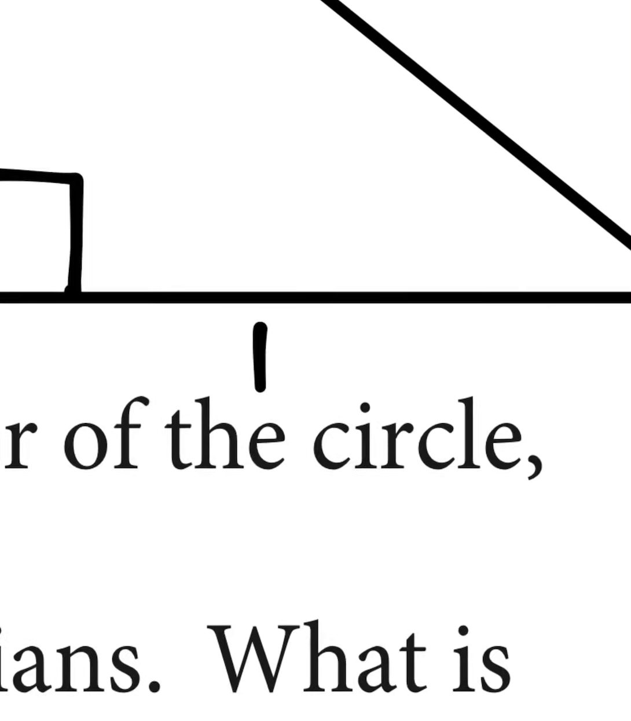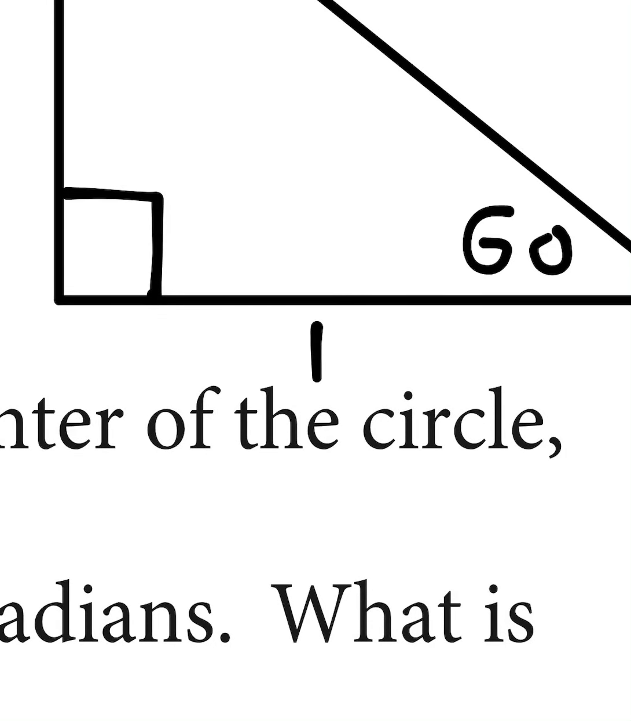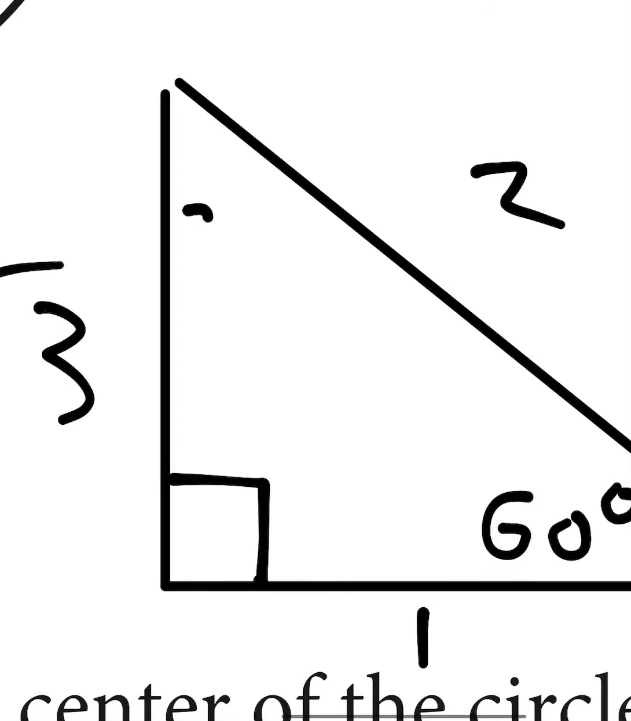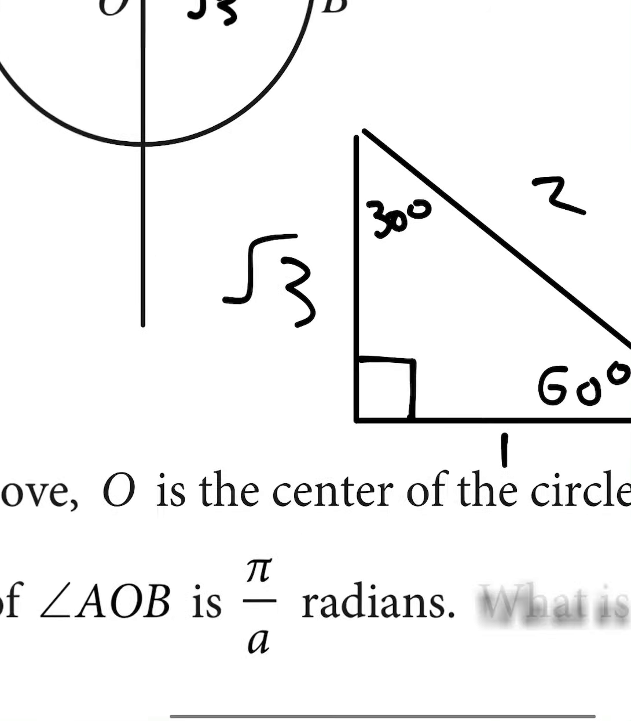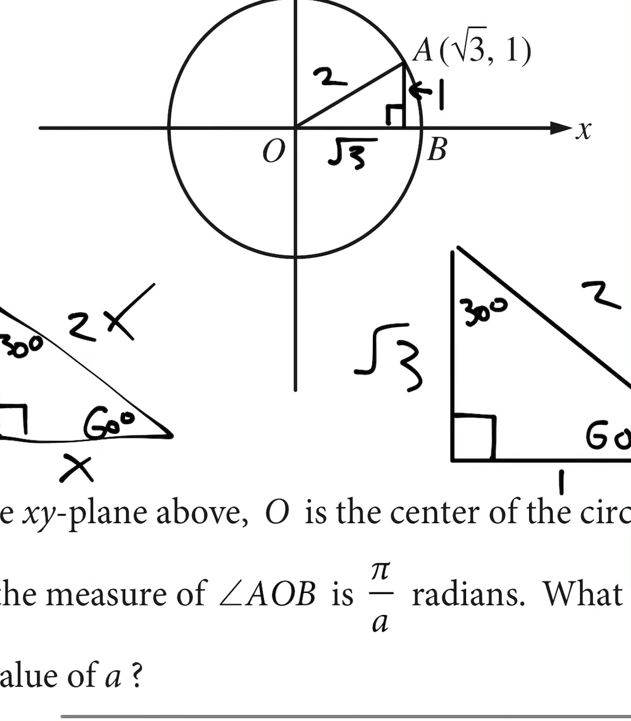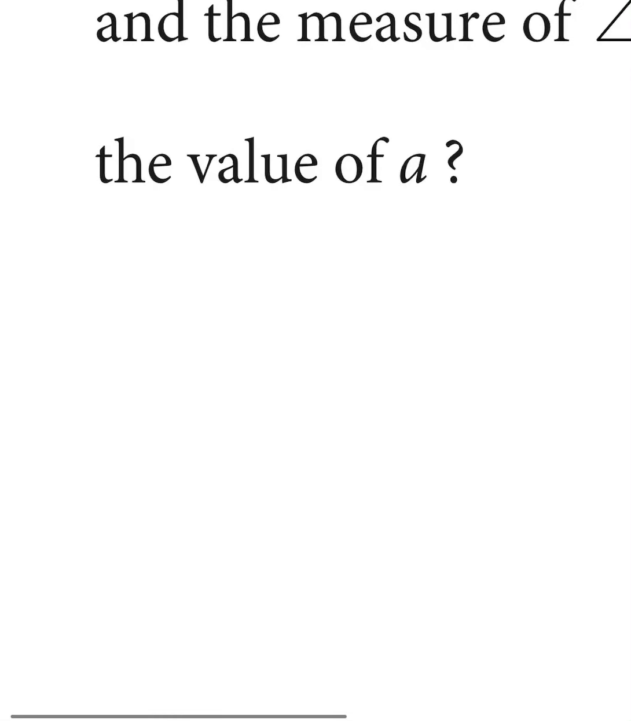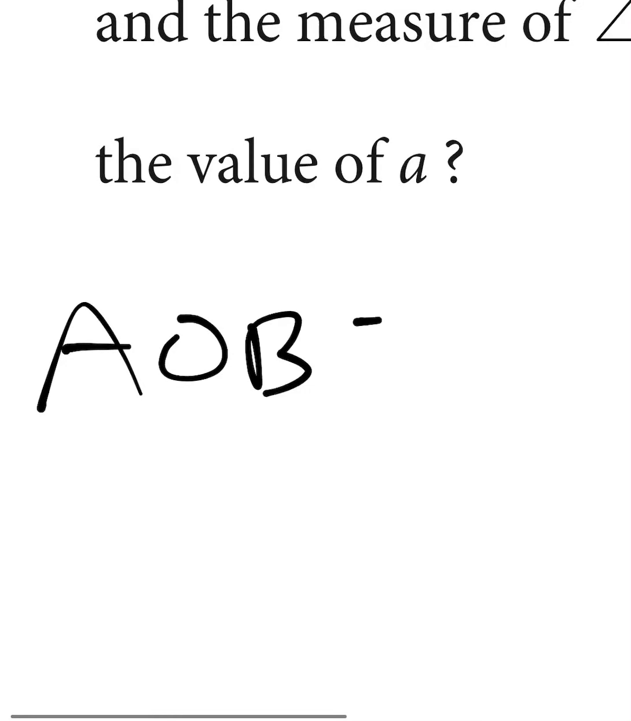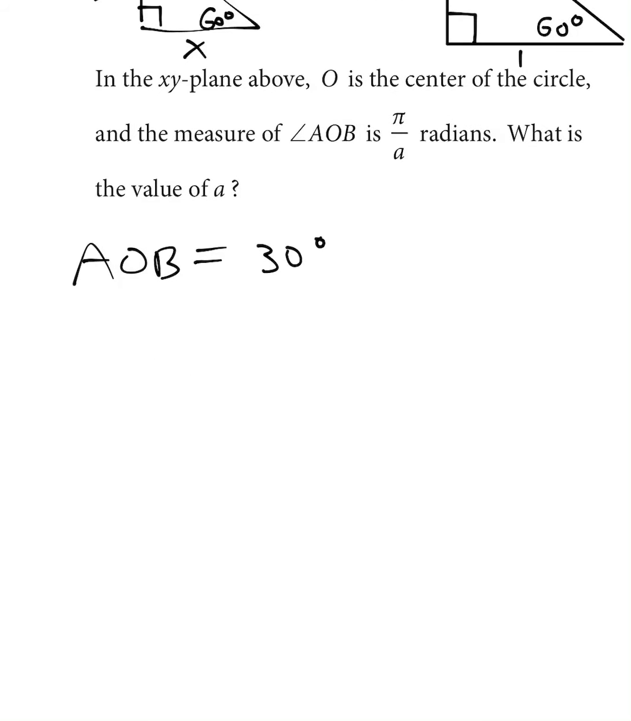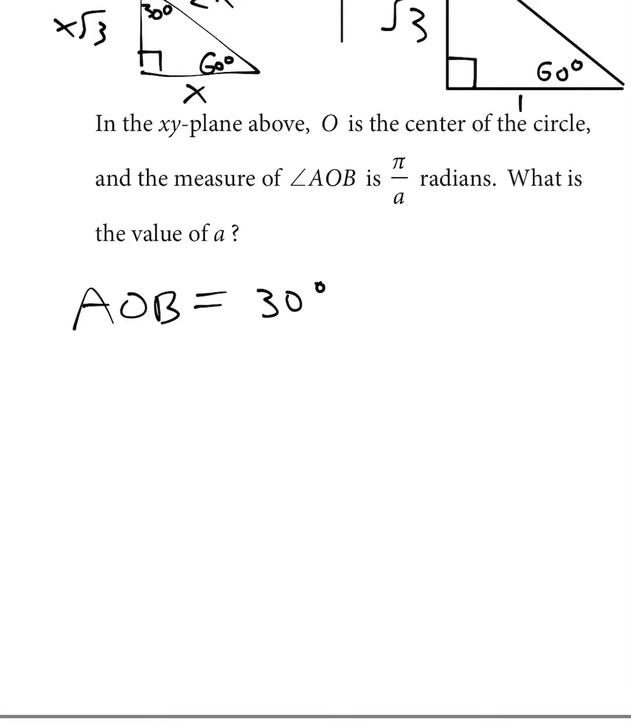Which means I can now fill in the angles here. I now have our 90 degree angle, my 60 degree angle for the x part, and then my 30 degree angle on the top. Which means I now know what angle AOB is, and if I match up the triangles, I now know that angle AOB is equal to 30 degrees, which I'm going to write down here. But we're not done. In this question, they're not asking for the angle in degrees, they're asking for it in radians, which means I now have to make a conversion.